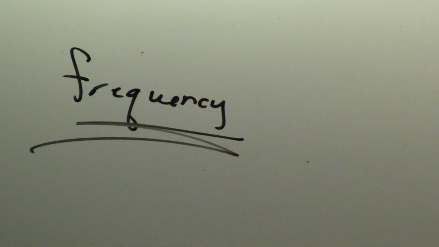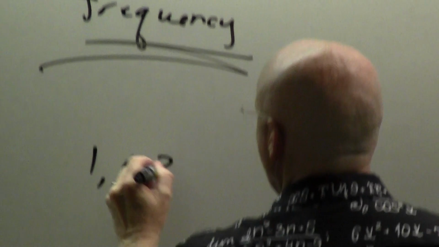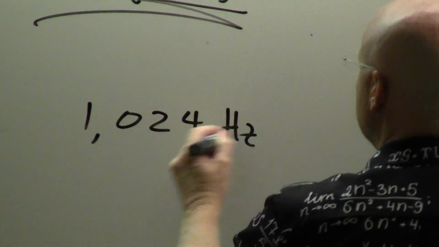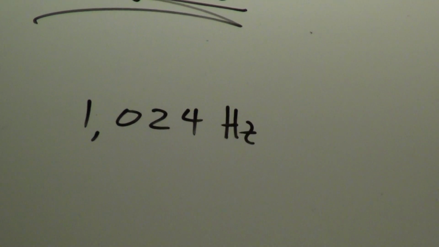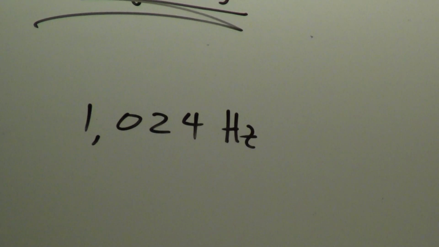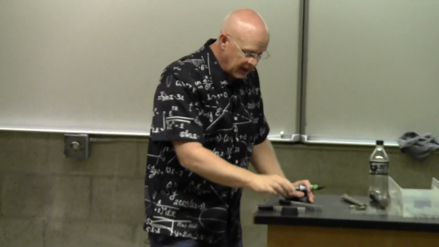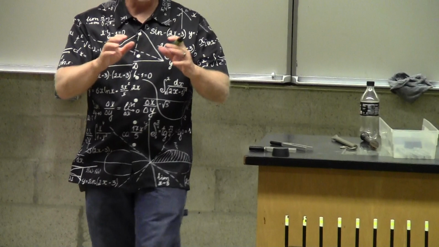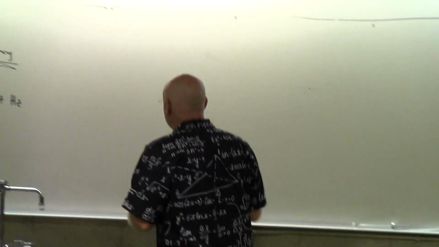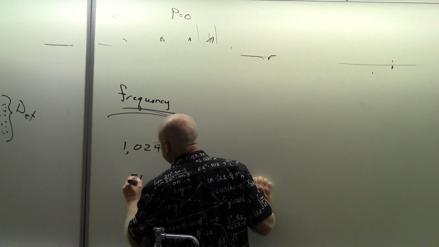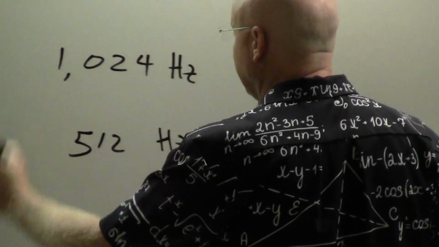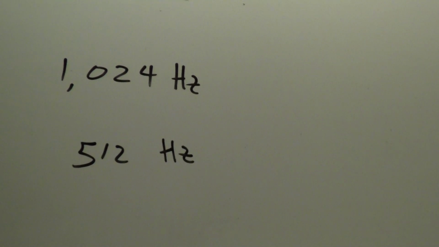Frequency was this rate going back and forth. So I had one tuning fork that went back and forth 1,024 times a second. And what I'm saying is that this tuning fork is then creating sound waves with a frequency of 1,024 hertz. Now the other one is half of that, at 512 hertz. And so these are the two.